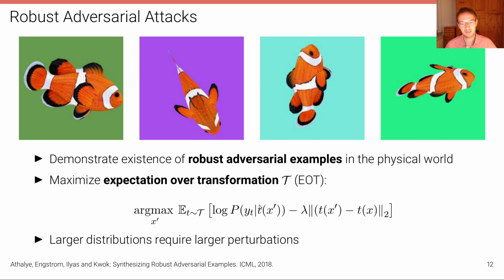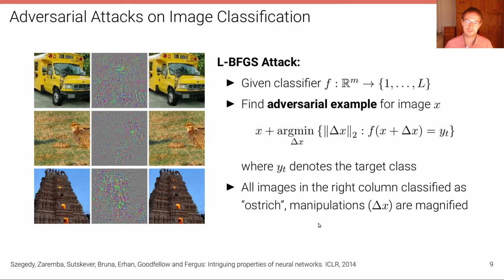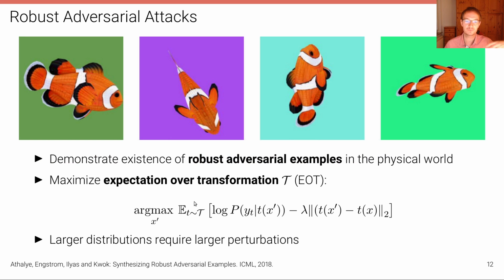And then they maximize the log likelihood of the wrong or the target class that we want to fool the network with, and at the same time minimize the distance of the two transformed images, the image that we search and the original image, which is kind of the same formula as here, just differently expressed. But now the difference is we compute the expectation. This is the important part here. We compute the argmax over the expectation over the set of all possible transformations that we're interested in.